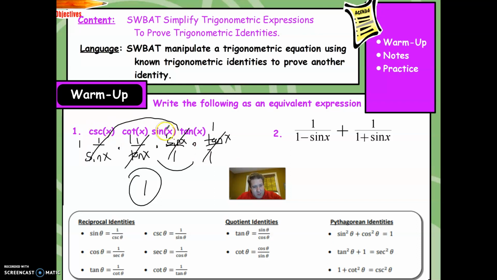Because literally these two are reciprocals of each other, so are these. That's the definition of reciprocal: if you multiply any number by its reciprocal, it's always going to equal 1.